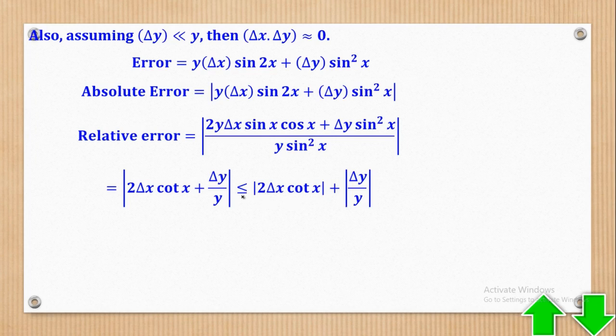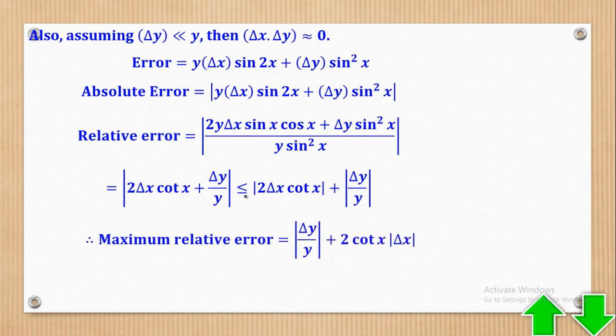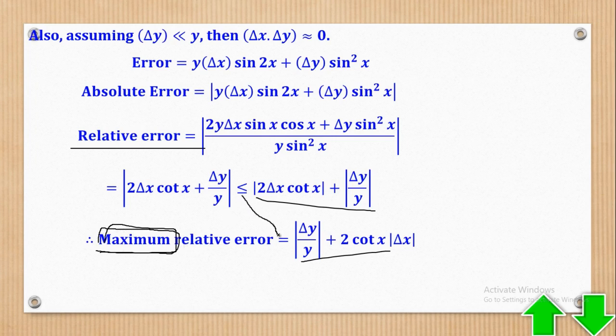So because of this triangle inequality, we shall say that therefore the maximum relative error is equal to this expression. It is only after this triangle inequality that you can write this word maximum. Previously it was just relative error, but after the triangle inequality it becomes maximum error. And when you write the word maximum error, you don't maintain the inequality sign. The inequality sign goes away and you put there an equal sign.